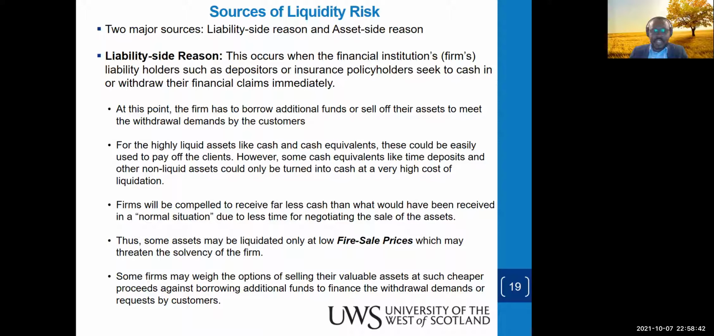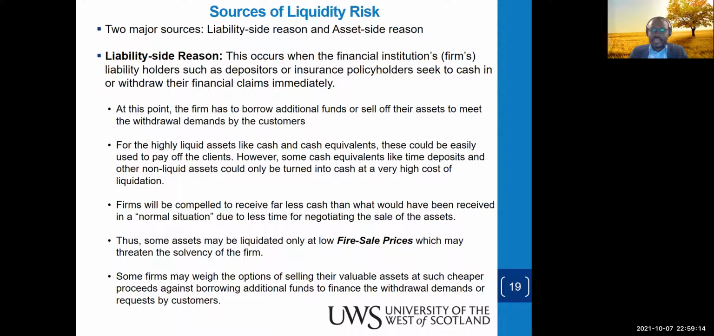Okay, so firms, these banks will now be compelled, once they have paid off the cash, if they cannot meet it, what they have to do is to sell off their assets. So they sell a car which will go for like 10,000, they can sell it for 5,000, because they need quick cash to settle their creditors, the customers. And that's what we call the fire sale prices, because you sell the item so quickly at a very lower price because you need the cash. And this could threaten the solvency of the firm.